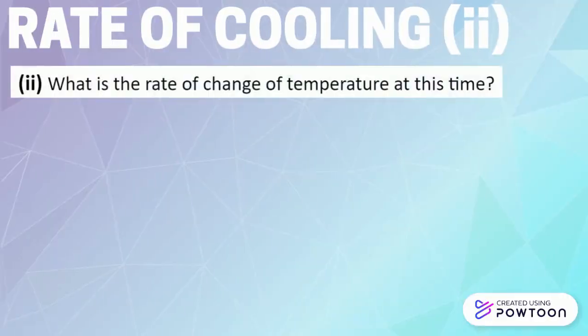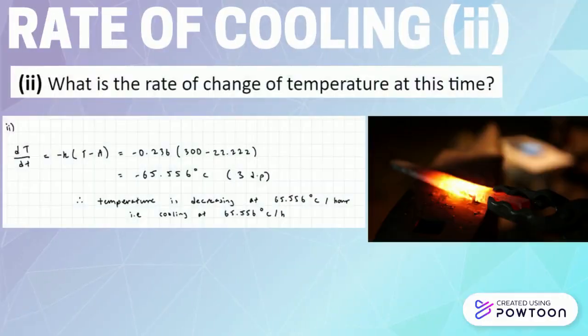For part 2, the rate of cooling can be found simply by substituting the temperature, 300 degrees Celsius, and the constant values to find that it is cooling at 65.556 degrees per hour, suggesting that the metal should be worked with quickly once it hits this temperature, as it is rapidly cooling and hardening.